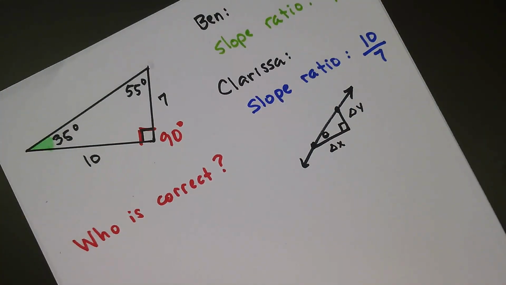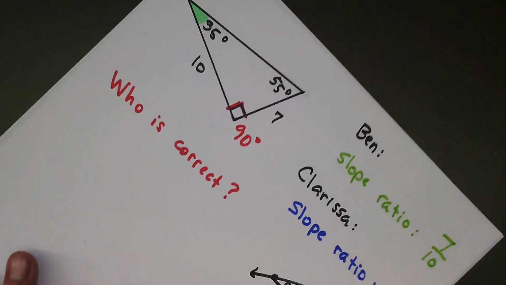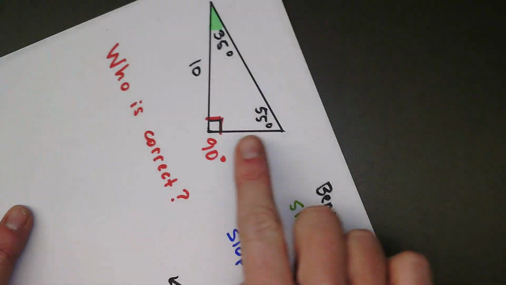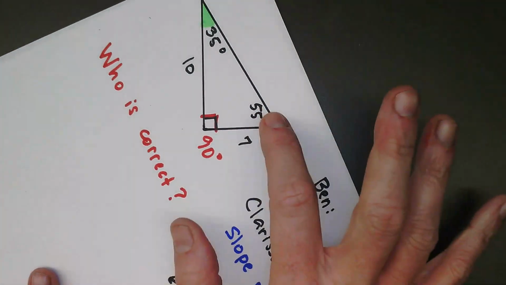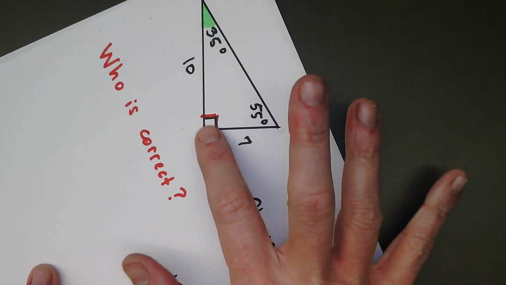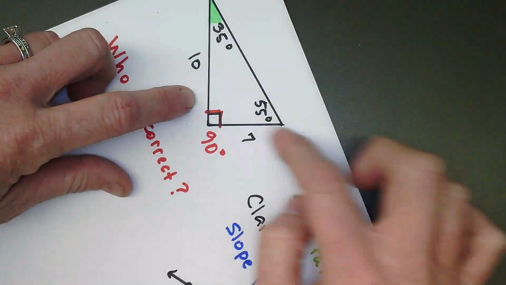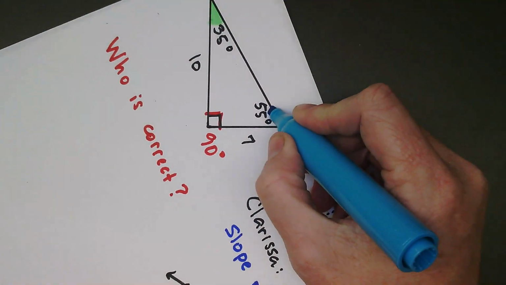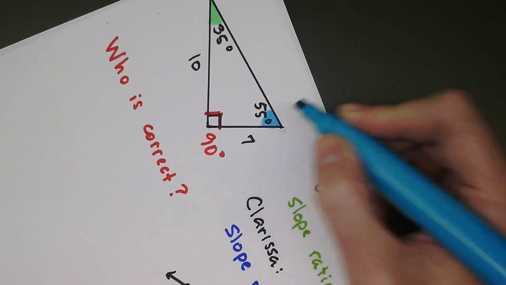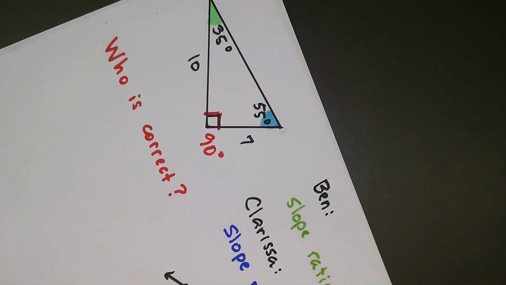The thing about the slope ratio, though, is that you can reorient the triangle. So I'm going to do this again. I'm going to turn this, and I'm going to look at it this way. Now you're thinking, maybe my line's going that way, but that's okay. I've got an acute angle bottom right, and a right angle here. Now the slope ratio would be rise over run, and in this case, it would be 10/7. So from this angle, it appears that Clarissa is right because the rise is 10 and the run is 7.